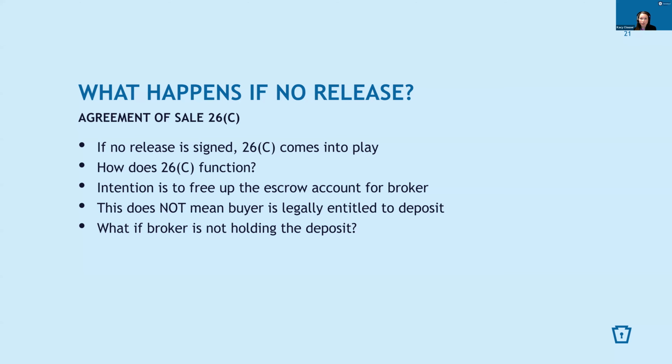Obviously, it's much easier for the seller to go after the money when it is still in the escrow account. However, if they miss the time frame in 26C and the money is released, they would still have the opportunity to go after the buyer for the deposit money.